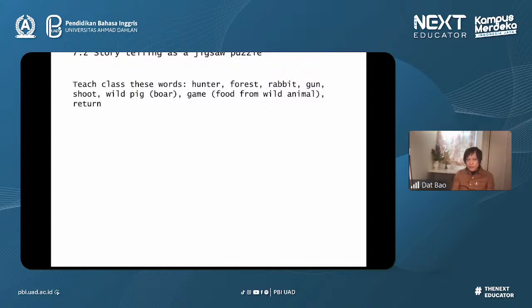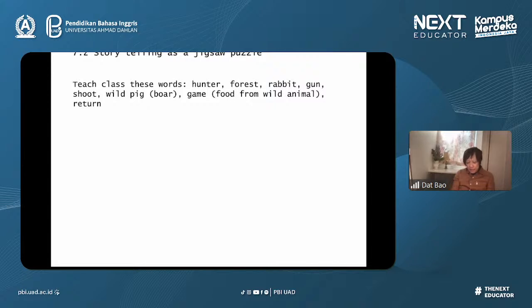First of all, the topic is hunting, and you will teach students these words first: hunter, forest, rabbit, gun, shoot, wild pig or boar, game, and return. Teach them these words. And then you divide your students into small groups of 6 people per group. If there are not enough people, one person can play 2 roles, but we need 6 roles here.